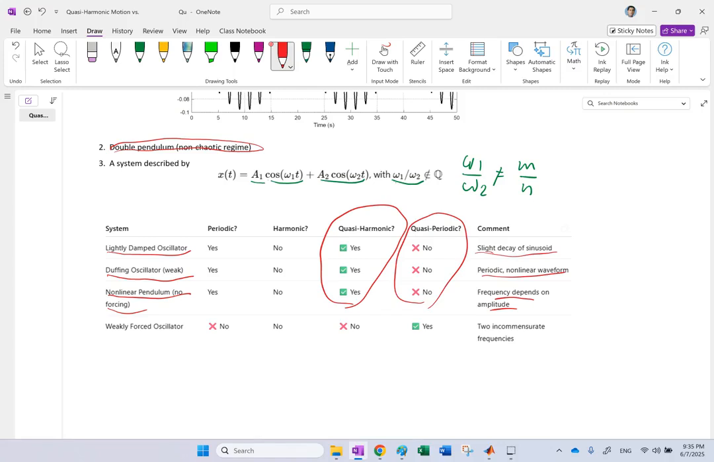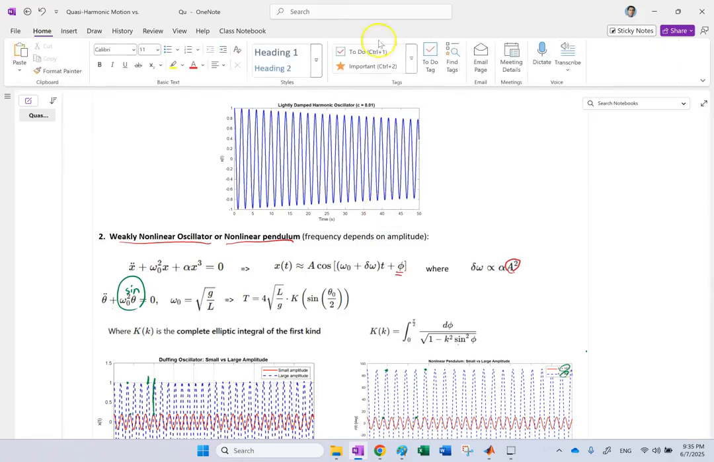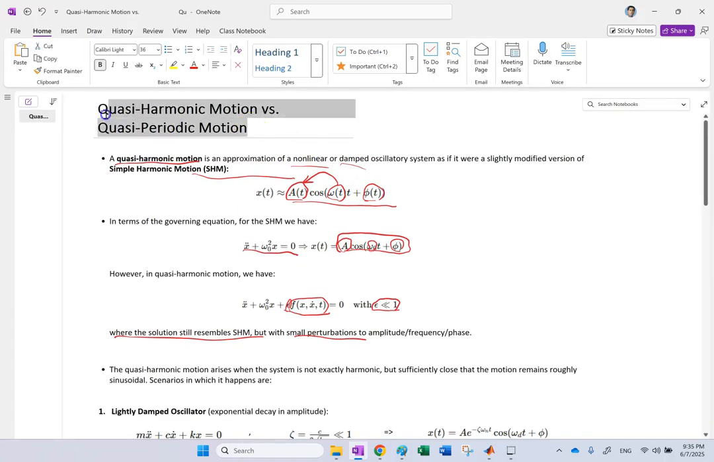On the other hand, a system that shows beating because of weak forcing excitation and close to resonance excitation, there will be two incommensurate frequencies. That system will never repeat itself, so it's absolutely not harmonic. It is just similar to a periodic motion, which we call quasi-periodic. Okay, it's never actually periodic in the first place. So hopefully now you have a better understanding of the difference between these two important notions.